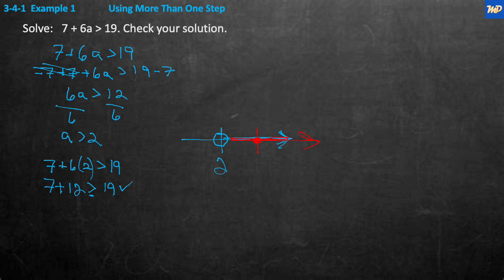So now I'll go back to blue. At this point, I'm going to say 7 plus 6 times 3. Is that greater than 19? Is 7 plus 18 greater than 19? And the answer is yes, because 25 is greater than 19. That's the solution.